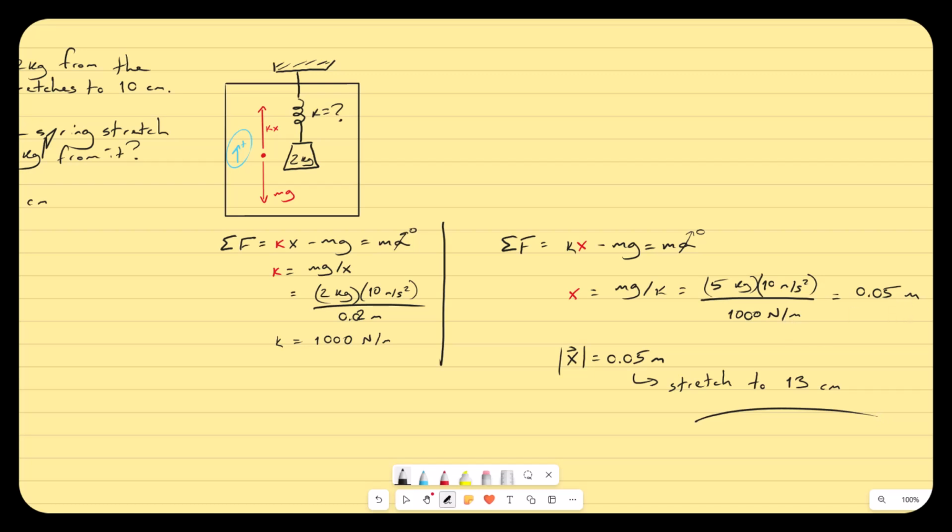I can also do these the same way with compressions instead of stretches. If I wanted to compress the spring by 5 centimeters, I would need to apply the same amount of force. I would still need to apply that 50 newtons of force, 5 kilograms times 10 meters per second squared. 50 newtons of force when hung from here makes this thing stretch by 5 centimeters. If I wanted to take the spring from equilibrium and compress it by 5 centimeters, I'm going to need to apply 50 newtons of compression force. It works the same way in both directions.